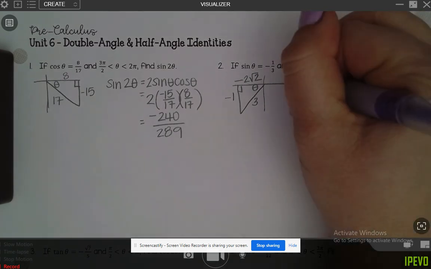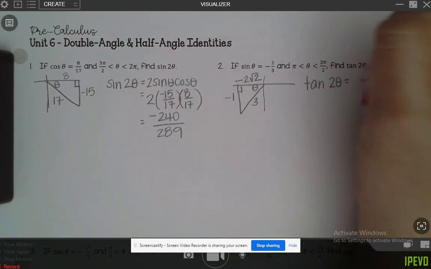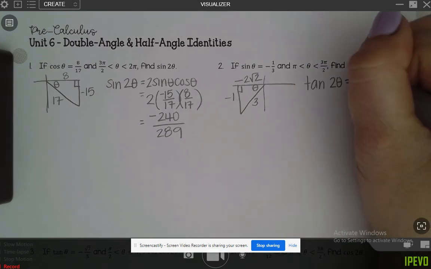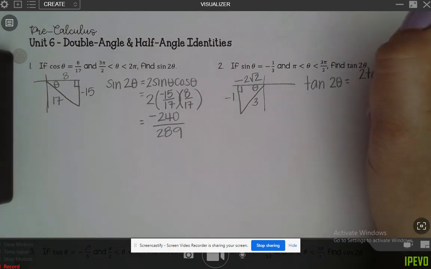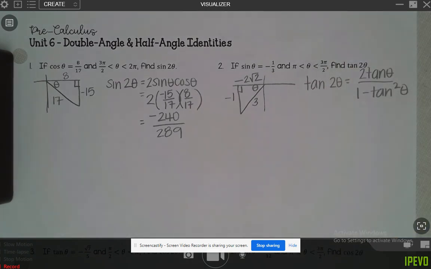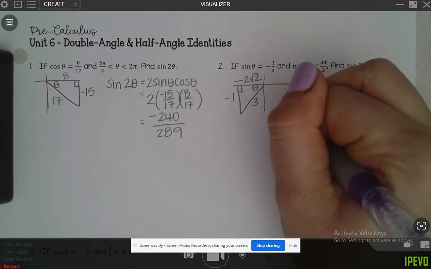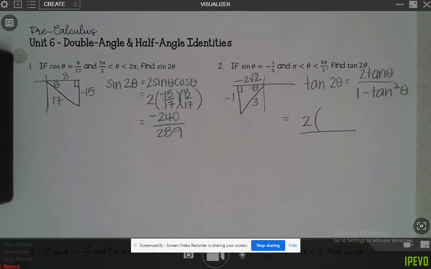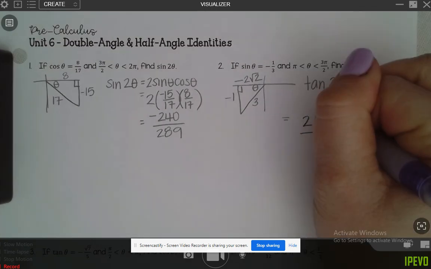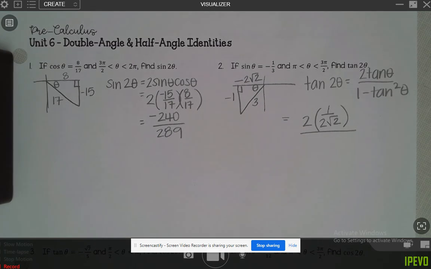Now, it wants the tangent of 2 theta. I'm doing it early, so you can't get mad. That's 2 tangent divided by 1 minus tangent squared. Okay, well, what is the tangent of theta? 1 over 2 radical 2. Why is it positive now? Because they're both negative. It's also positive because tangent's positive in the third quadrant.